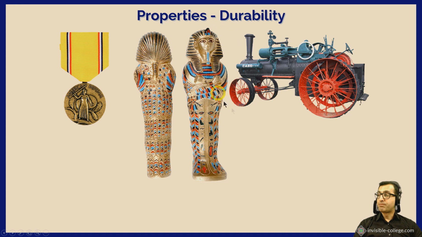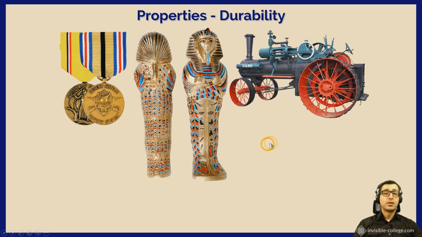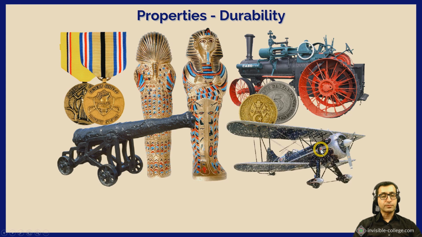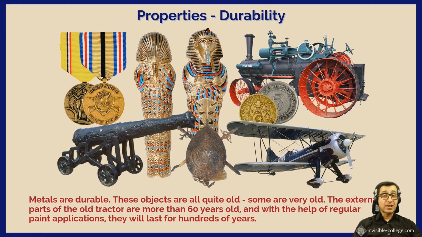So gold is valuable not just because of its shininess and its attractiveness, but also because of its durability. The durability of iron and steel is another example, and this is the reason why steel is used in so many structures for buildings and things like that. So metals in general are durable, and all of these objects are quite old, some older than others. Now the external parts of some of them have corroded, as you can see here, but some of them have almost not corroded at all, like this one here, which is thousands of years old.